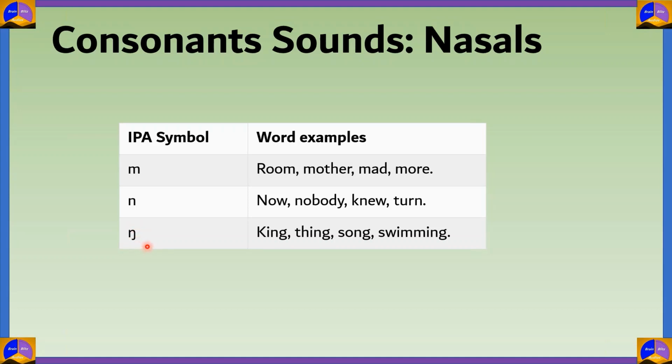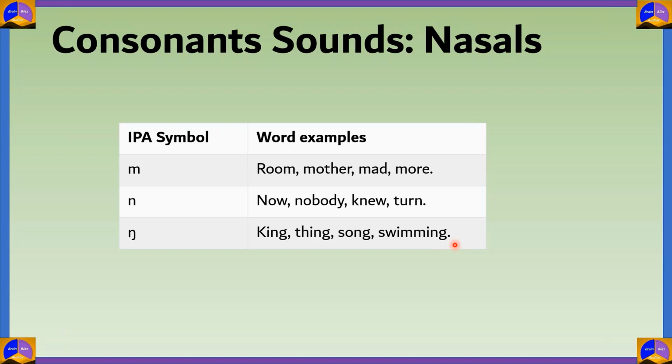Now this sound is pronounced as mm. This is achieved by placing the middle of your tongue on the roof of your mouth and touching them together, and then passing air through the nose. So you get the sound. Mm. Words that use the sound include king, thing, song, swimming, etc.